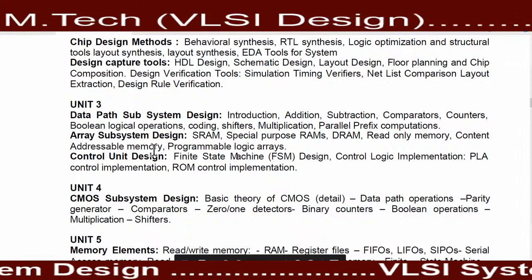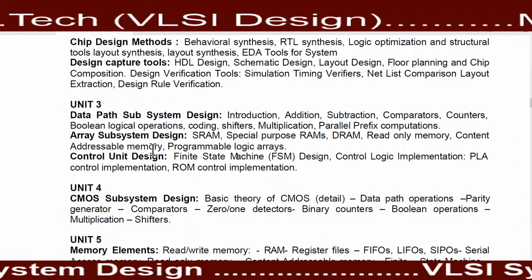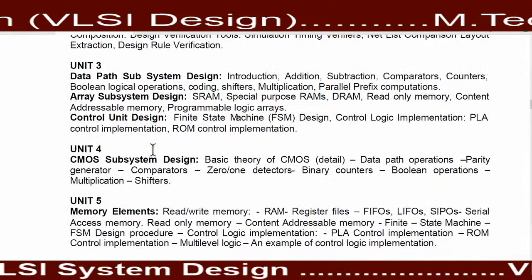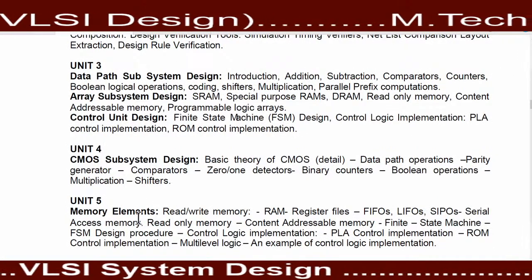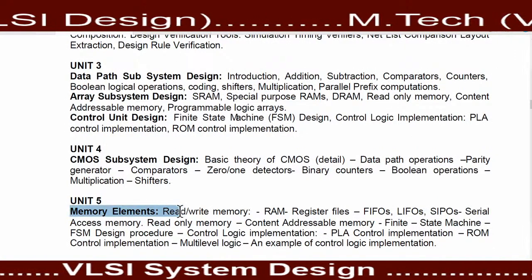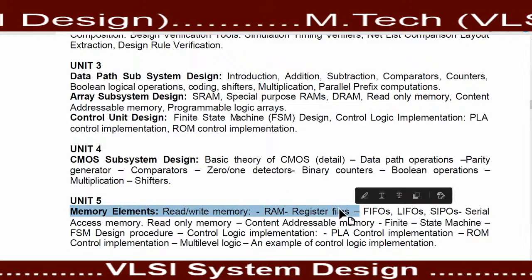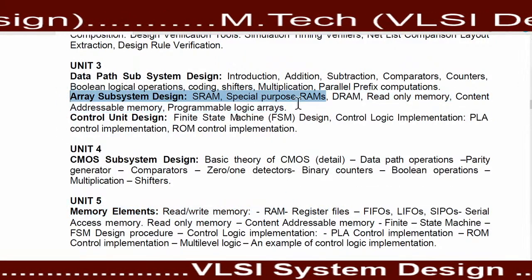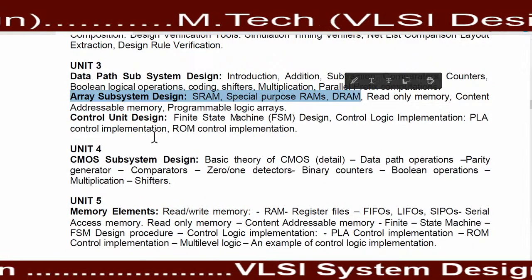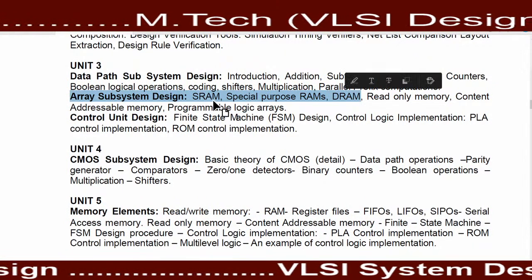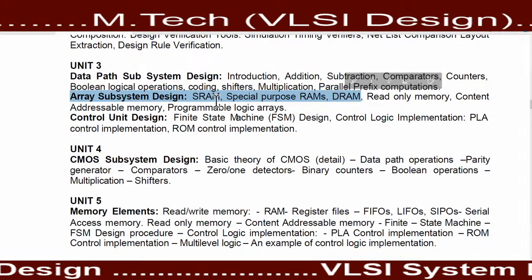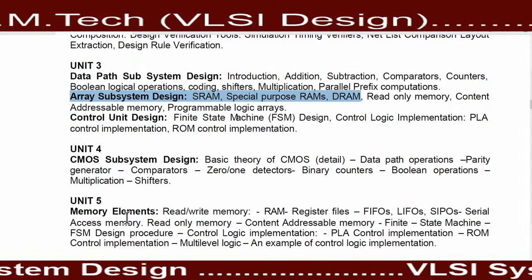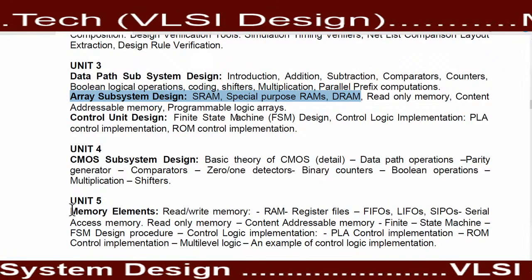Okay, good morning students. In this lecture we will discuss the memory elements that we use in our CMOS circuitry. This topic is in your fifth unit. The same topic is also in your third unit. The third unit's second topic, array subsystem, also contains the memory elements, that is SRAM, DRAM, etc. The same topic also exists in your fifth unit, memory elements.